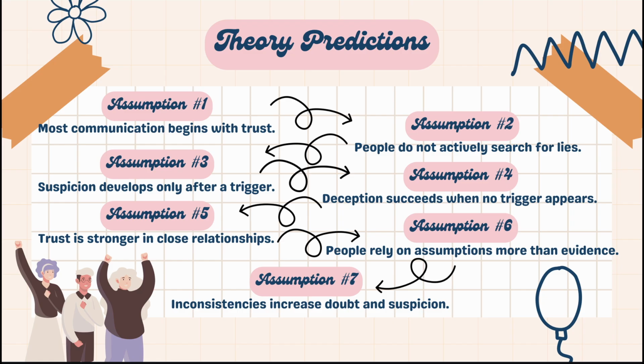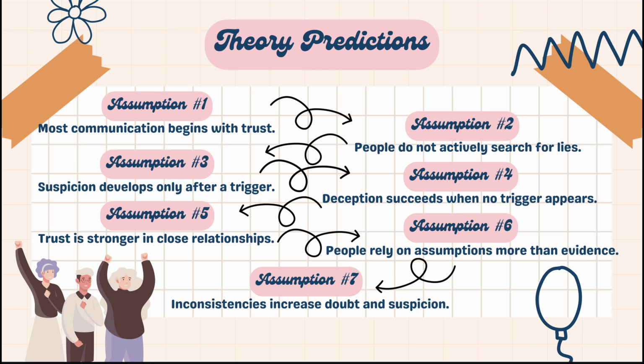Jumping into our theory predictions, the first prediction is that most communication begins with trust. In everyday interactions, people usually assume honesty, rather than jumping to conclusions and questioning others. Second, people don't constantly search for lies. Instead, suspicion only develops after there's a trigger present. Like I mentioned before, these triggers can include contradictions, nervous behaviors or actions, or overall just information that's inconsistent or the timeline's just really not adding up.